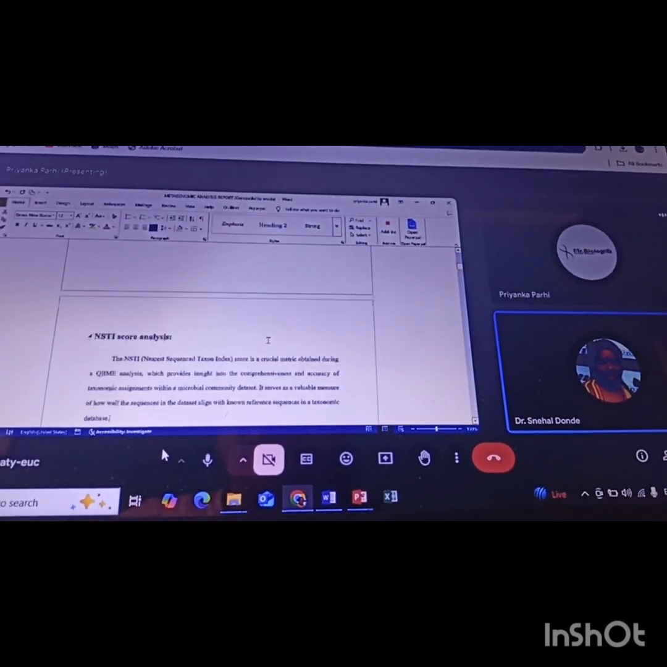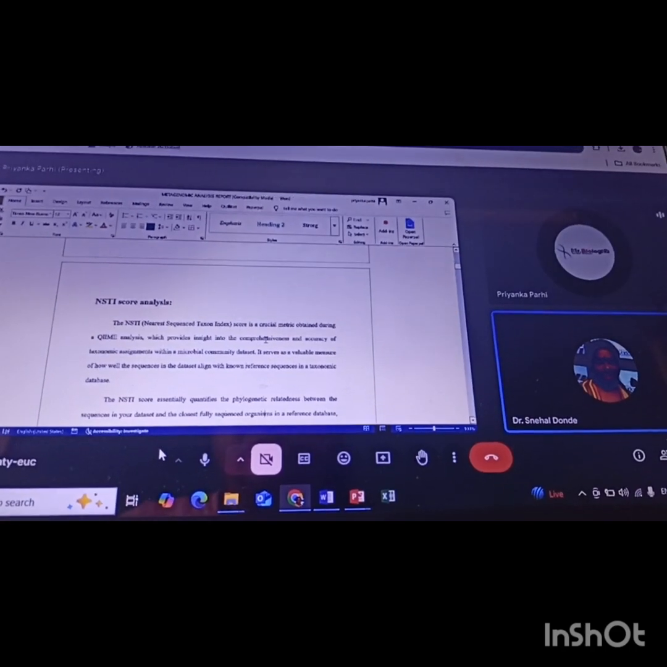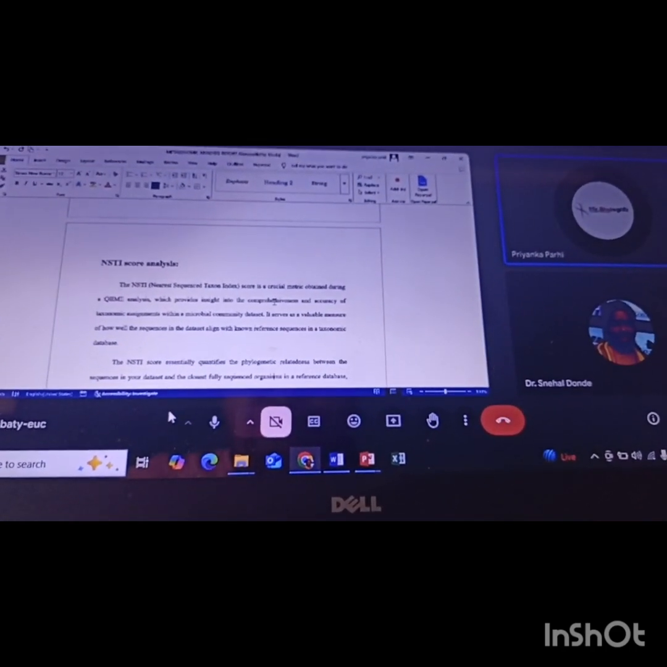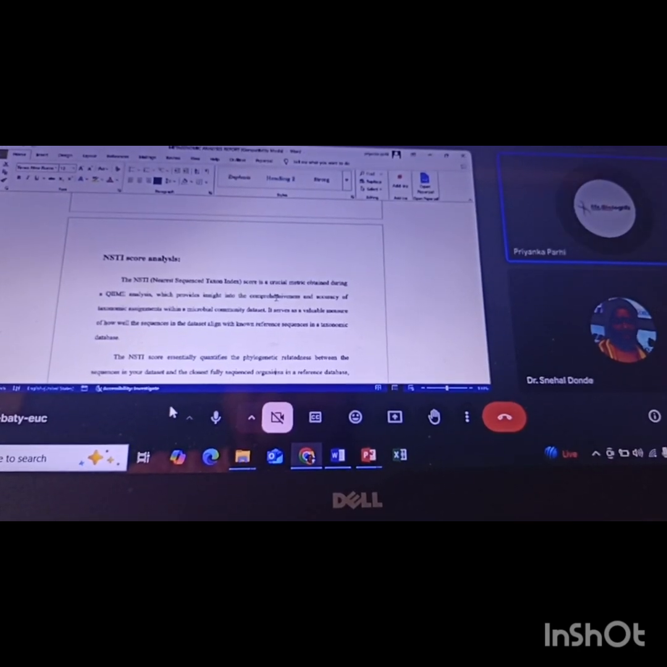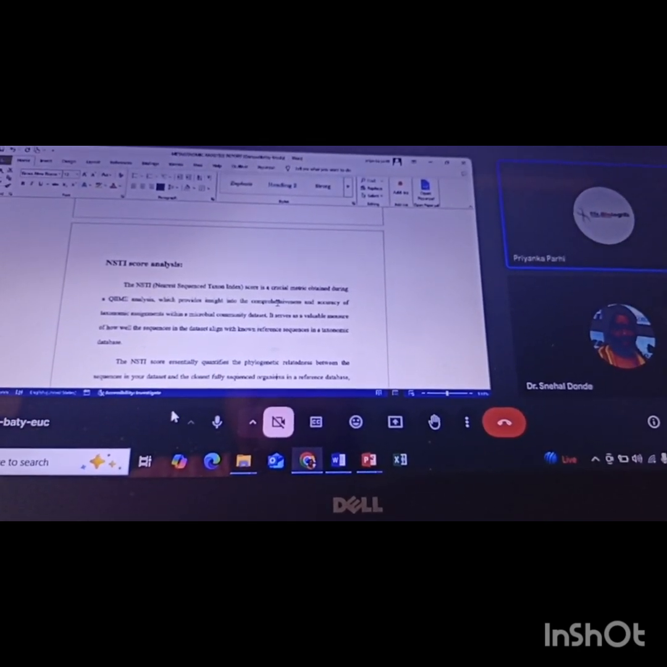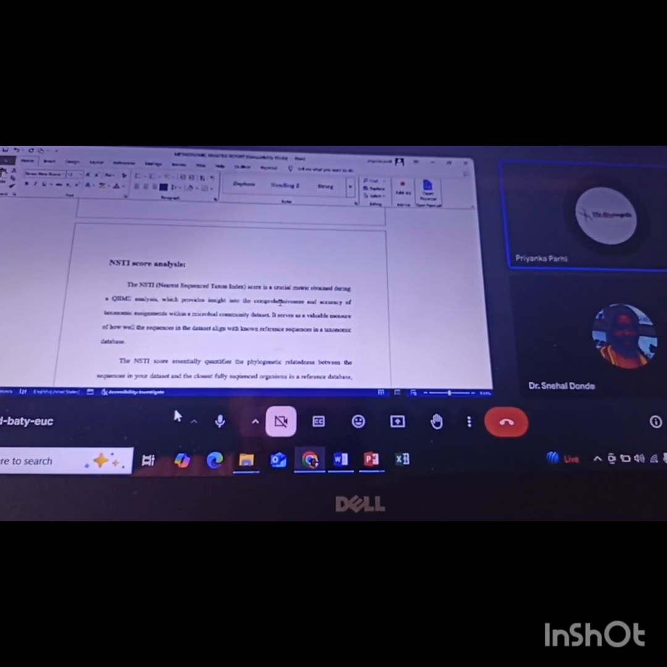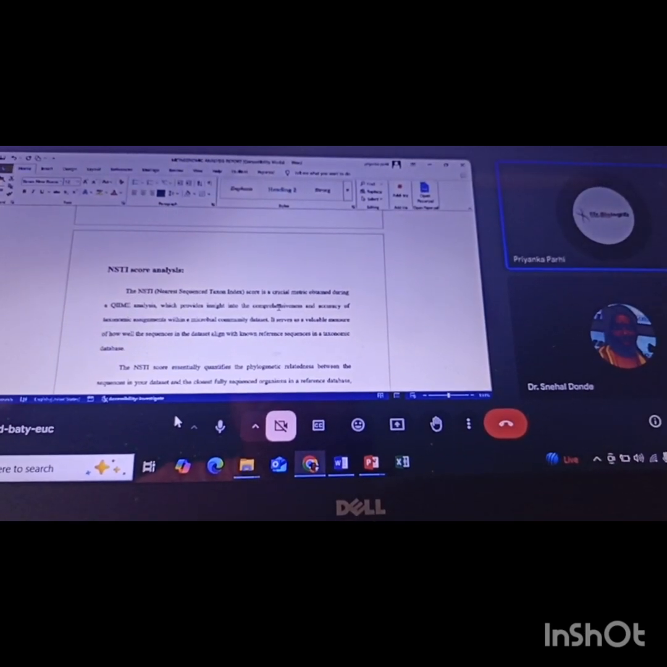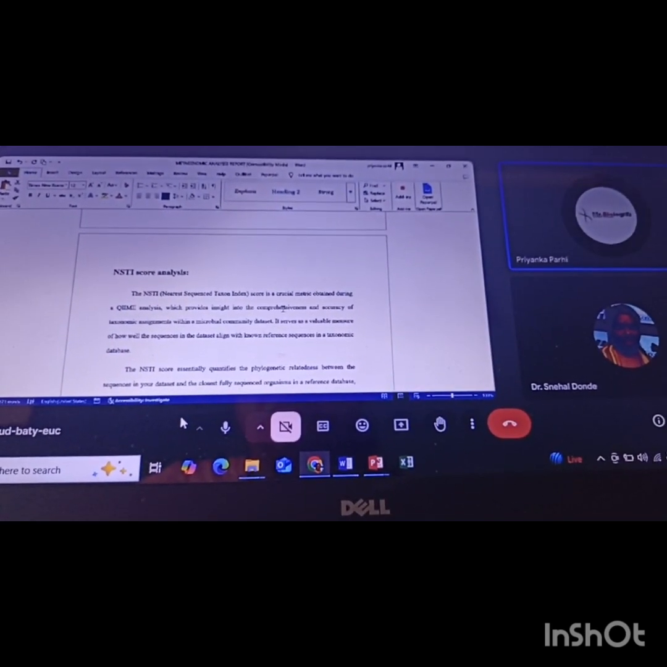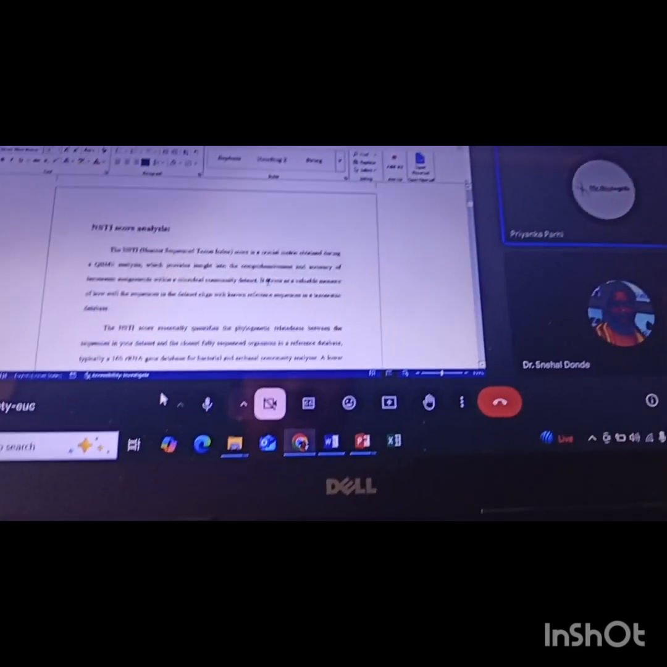Now NSTI onwards. It's the nearest sequence taxon index. I told you there is a microbiome analysis pipeline, and these are the different analyses we do. Again, in that analysis is the nearest sequence taxon index. How to explain?